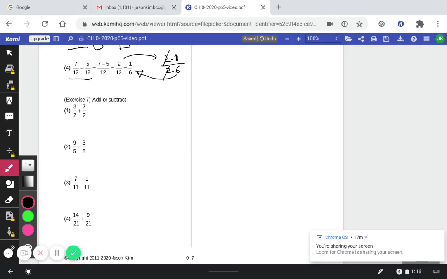So adding and subtracting with a common denominator, which means the same denominator, is very, very easy. Okay. So I want you to try these 4 questions. See if you can handle it. And check your answer with the answer key at the bottom of each section.